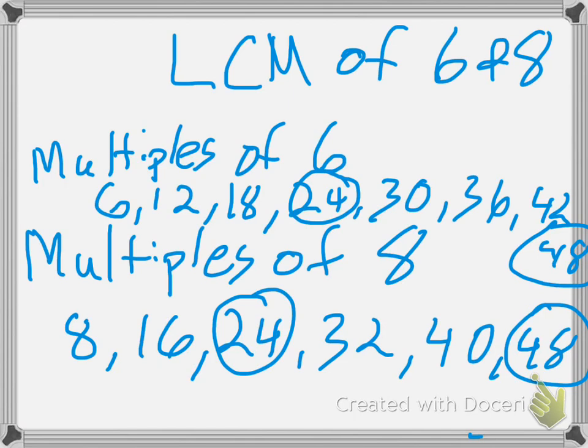So in this case, the smallest multiple that both 6 and 8 share is 24. You can see that was the first one that we circled. So that's going to be the least common multiple of 6 and 8. So that's one way that you can find the least common multiple.